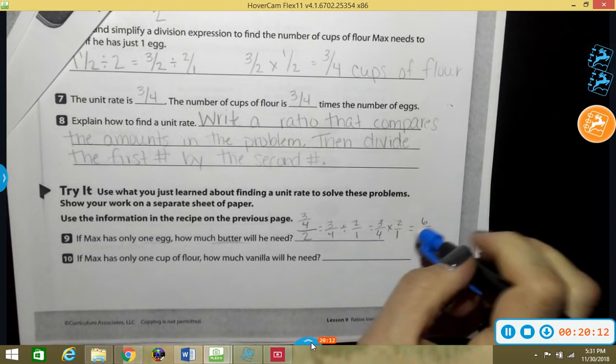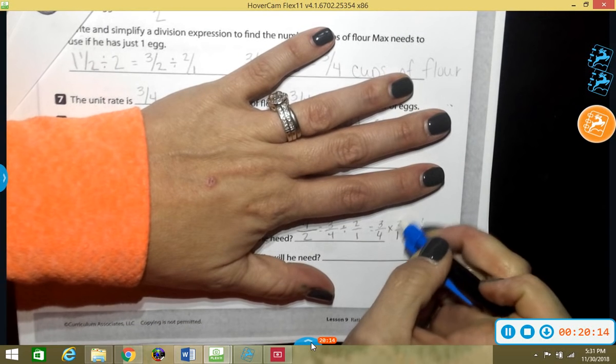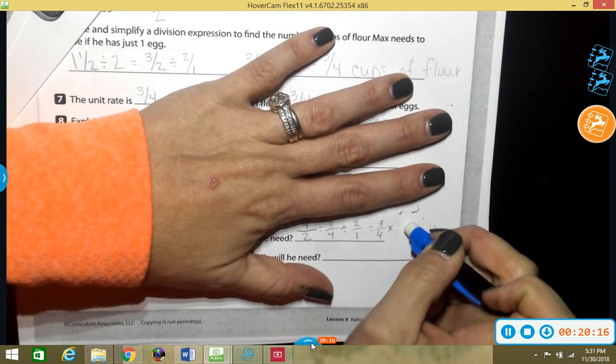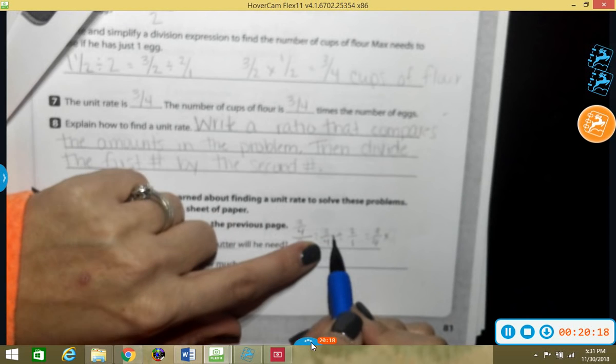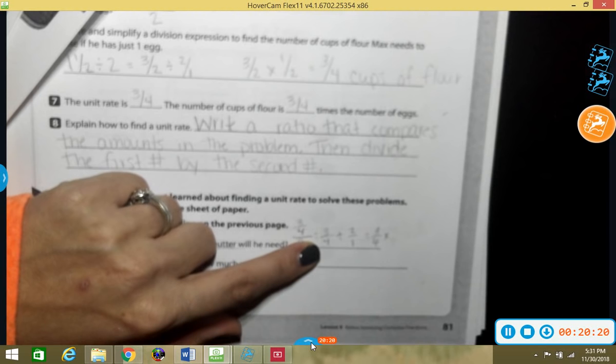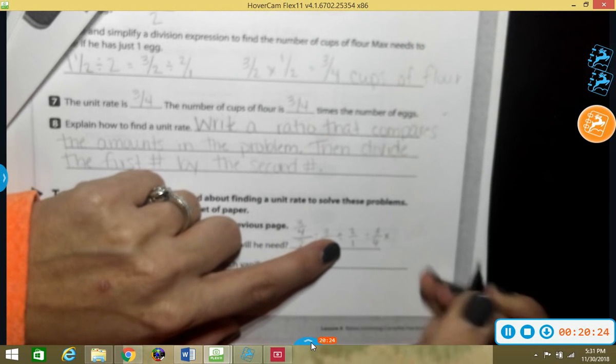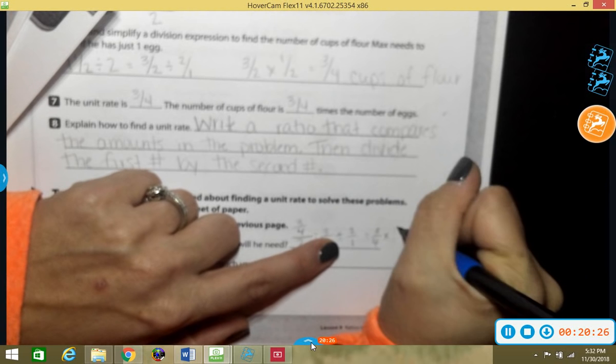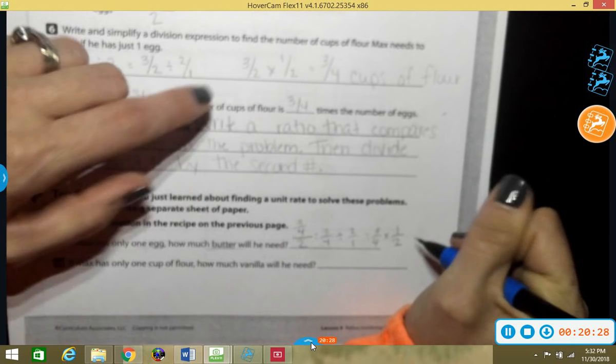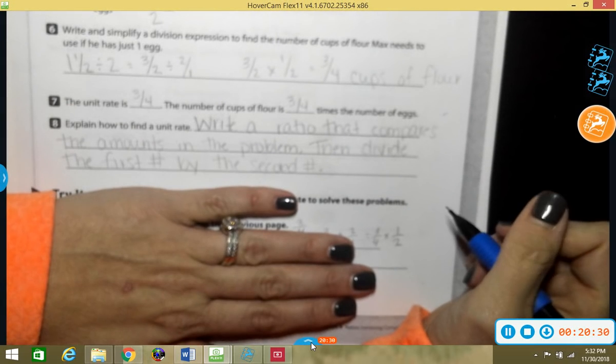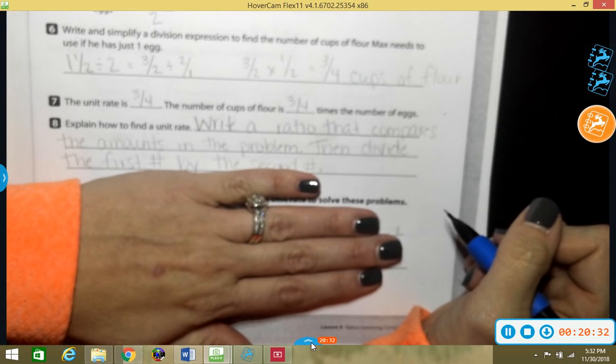I'm sorry, I did not flip that. So go back. I showed dividing by 2 over 1. Well, whenever you multiply, you have to multiply by the reciprocal, and I missed that. I'm sorry. So you're going to multiply by 1 over 2. Give it a second to catch up. Come on.